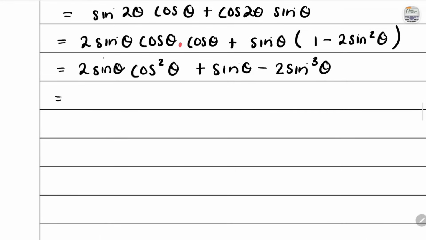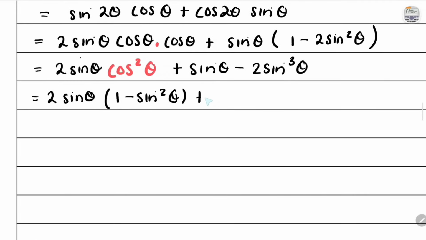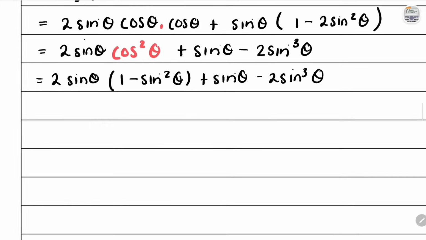Okay, so this is equal to, and now we can focus on changing this. So this is cos squared theta. We can change it to its identity with sine, or sine squared theta, and that will change to 1 minus sine squared theta. And then we have plus sine theta minus 2 sine cubed theta. And lastly, now we can just distribute.